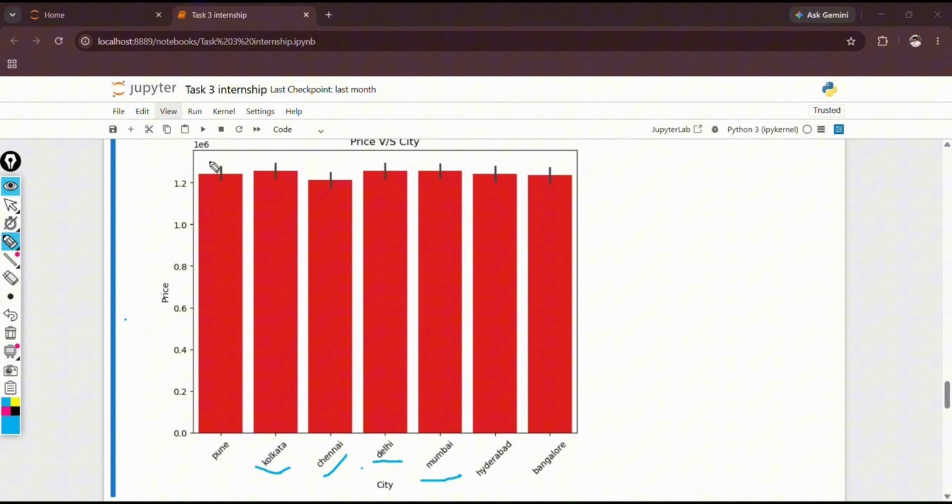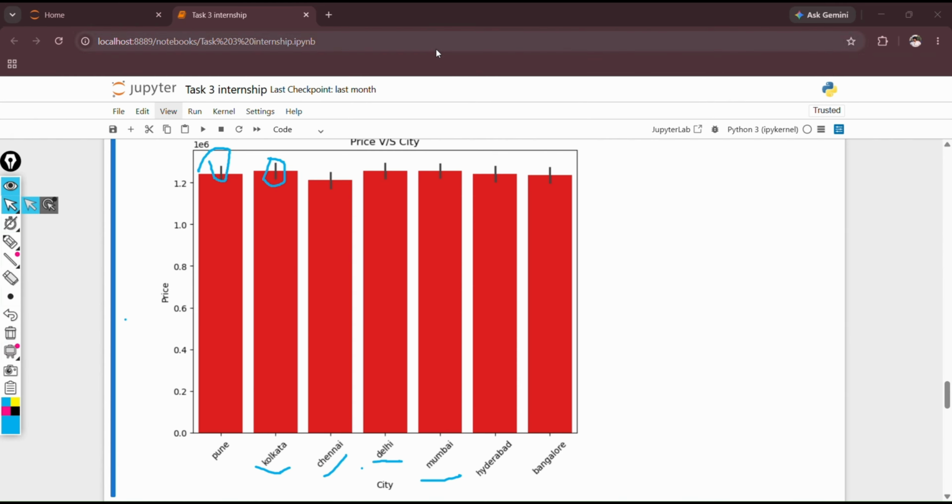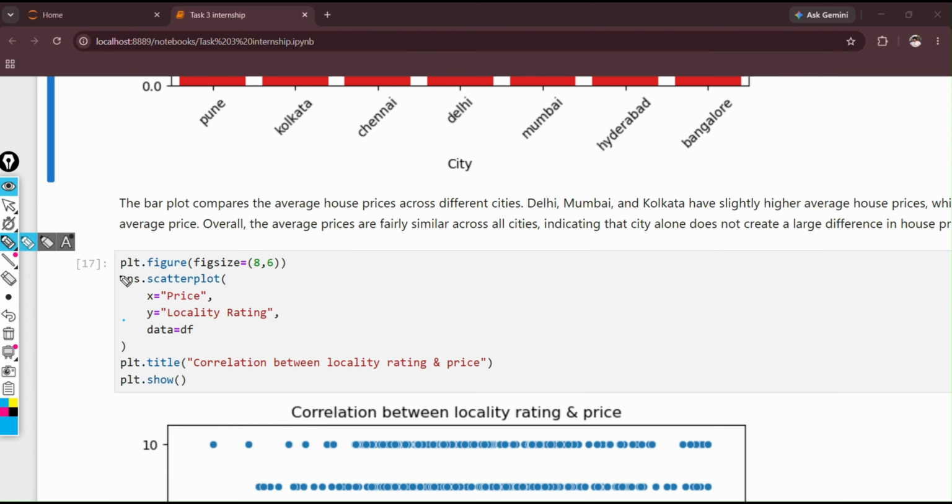However, the differences are not very large, which suggests that house prices in this dataset are fairly balanced across different cities. The small black lines on top of each bar are called error bars. They show the variation or uncertainty in the average price. Since these error bars are also similar in size, it indicates that the price variation across cities is relatively consistent.